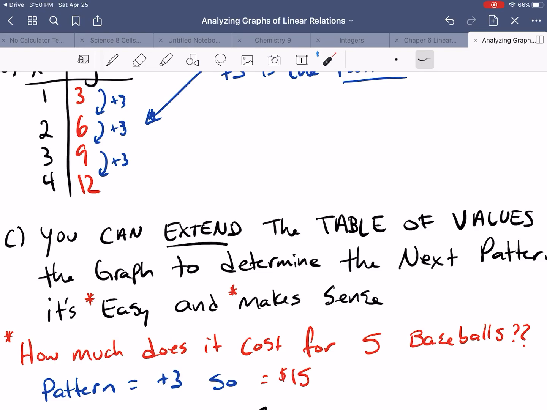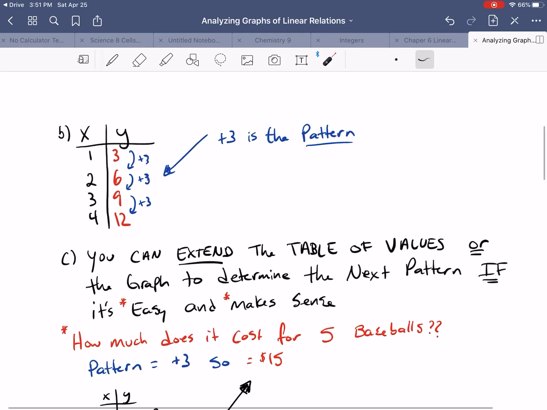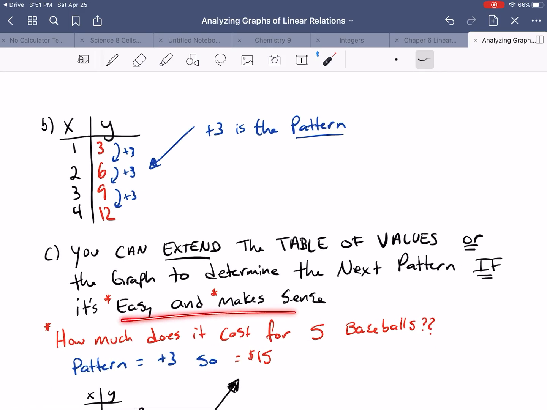So look, you can sometimes extend this table right here, the table of values, to determine the next pattern only if it's easy and it makes sense. So right now they're asking for 14. Okay, we're at 4. That's a boatload of drawing out the pattern or making a really long table. Can it be done? Yes, but mathematically, it's not exactly what we're looking for. It doesn't get us to that grade 9 or grade 10 or grade 11 place.